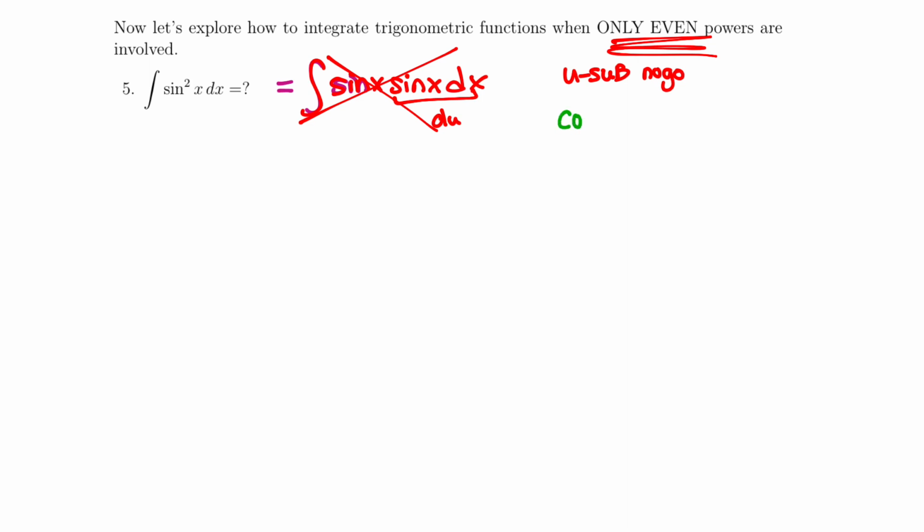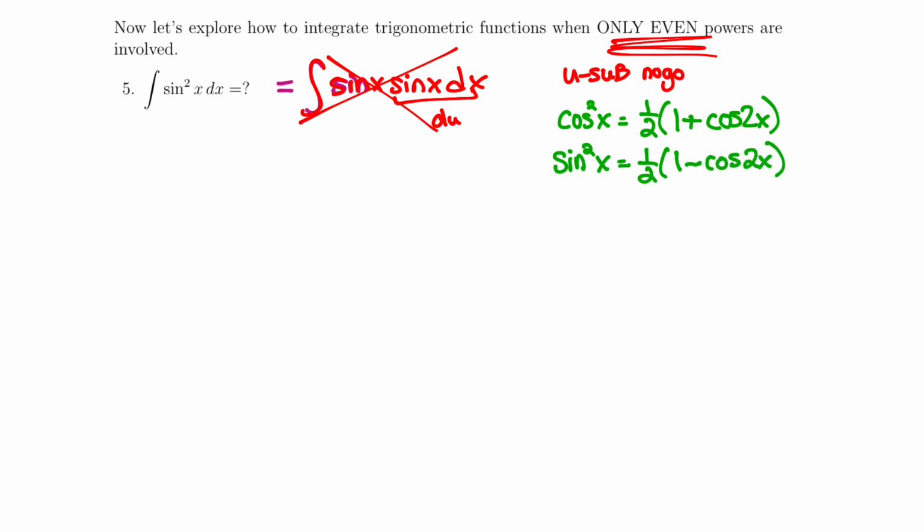Cosine squared equals 1/2 times 1 minus sine squared. I'm going to redo it this way. Make sure this is in your notes the right way. Cosine squared is 1/2 times 1 plus cosine of 2x. And sine squared is 1/2 times 1 minus, that's where the minus comes in, 1 minus cosine of 2x.